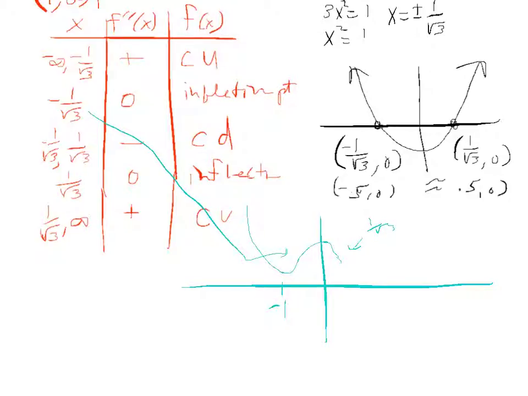There's the other inflection point. Then I'm going to be concave up until 1. I'm still decreasing, and then I'm increasing the rest of the way. So that's what my function looks like just from looking at the first and second derivative. And that's it for that question.